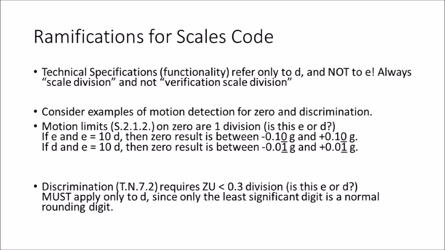And finally, discrimination. TN72 requires the zone of uncertainty to be 0.3 division. Is it D or E? Well, of course it's D. As it turns out, the least significant digit on a weighing instrument or any digital instrument is the only division that is rounded. All of the digits to the left of the least significant digit are counted. They're not rounded. There is no zone of uncertainty. The only zone of uncertainty is between successive scale divisions D.